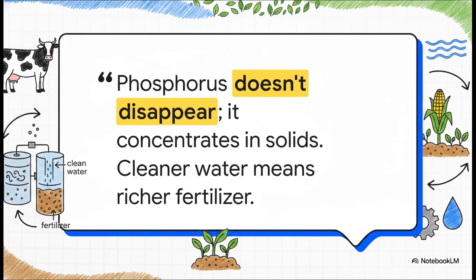And here's the crucial takeaway. It's almost a golden rule. Phosphorus doesn't just disappear. It concentrates in the solids. The cleaner the water, the richer the fertilizer. As engineers, you know we aren't magicians deleting pollutants from the universe. We're actively and deliberately converting them into a concentrated agricultural resource. It's a beautifully closed-loop system where solving your liquid pollution problem directly creates the value of your solid byproduct.